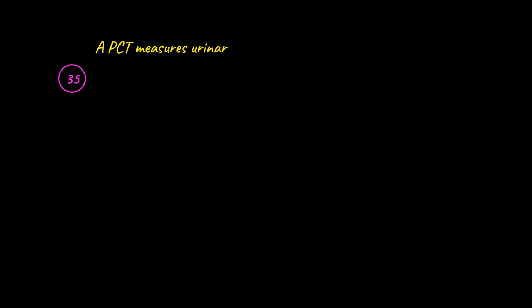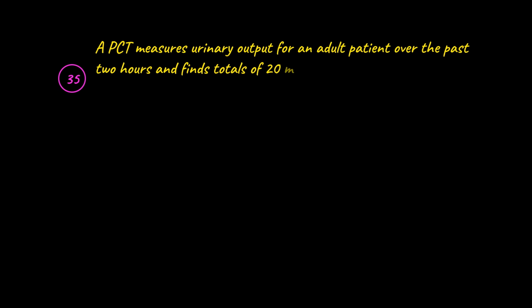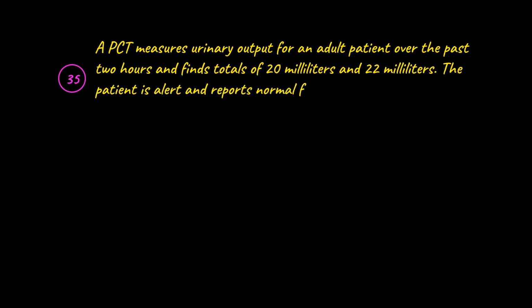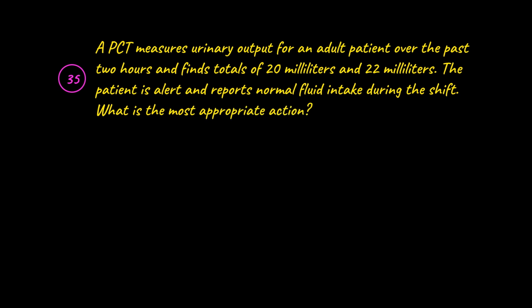Question 35. A PCT measures urinary output for an adult patient over the past 2 hours and finds totals of 20 milliliters and 22 milliliters. The patient is alert and reports normal fluid intake during the shift. What is the most appropriate action?